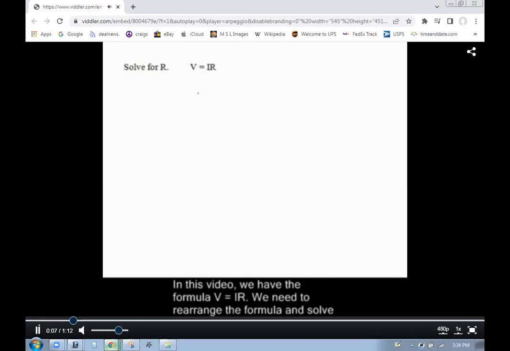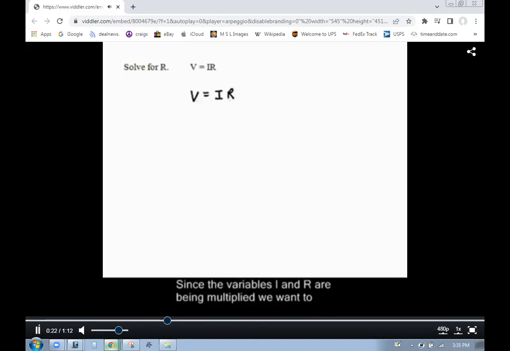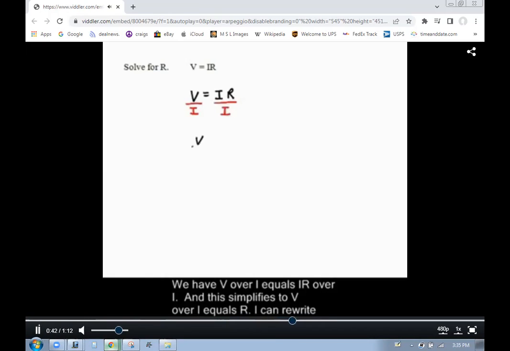In this video, we have the formula V equals IR. We need to rearrange the formula and solve for the variable R. That is, instead of having V over here by itself, we want to isolate R. Since the variables I and R are being multiplied, we want to reverse this process and divide both sides by I. We have V over I equals IR over I. And this simplifies to V over I equals R.